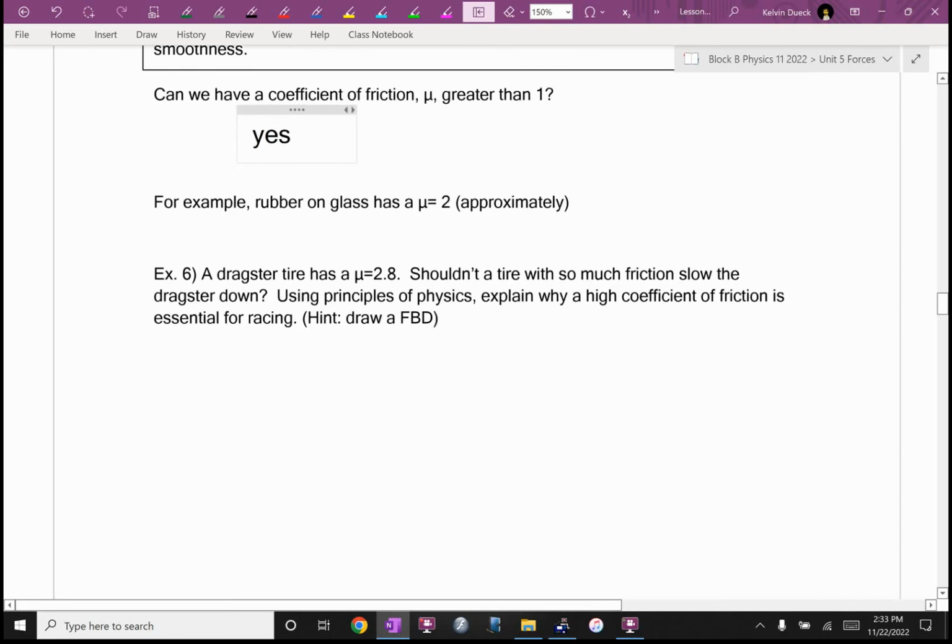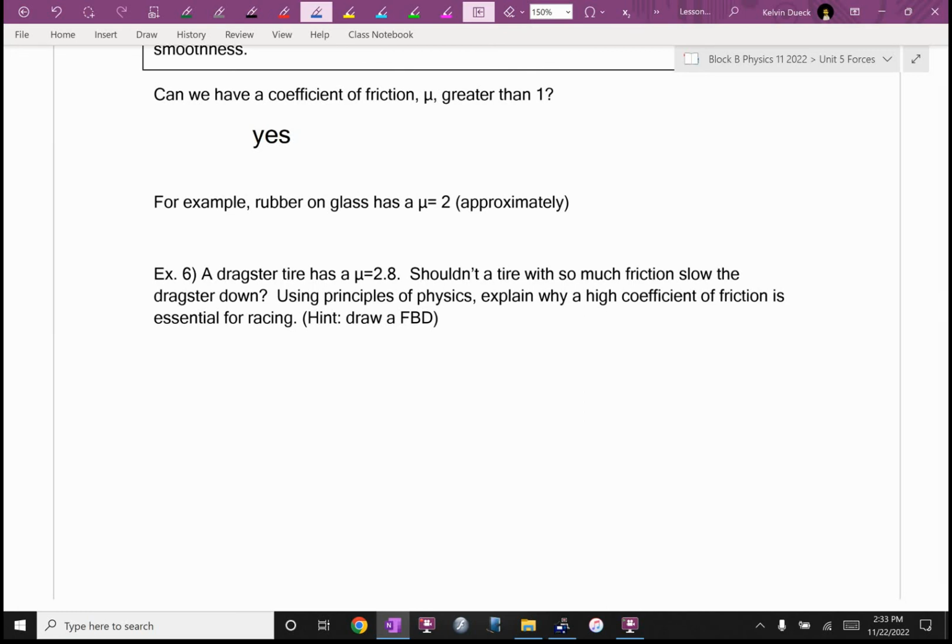Last one, and then we're going to press pause. A dragster tire has a coefficient of friction of 2.8. Shouldn't a tire with so much friction slow the dragster down? Using principles of physics, explain why a high coefficient of friction is essential for racing.